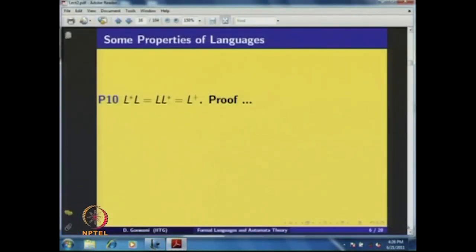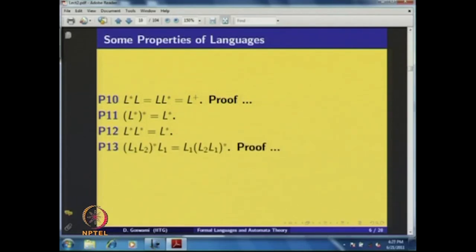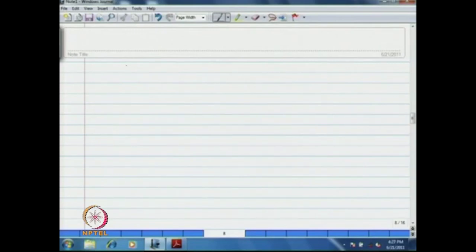Now, let us see L star whole star equal to L star. We can use similar concepts to prove this property and some other similar properties. For example, L1 L2 whole star concatenation with L1 is equal to L1 concatenation with L2 L1 whole star. Let us give a proof for this property. We want to prove that L1 L2 whole star L1 equals L1 L2 L1 whole star.